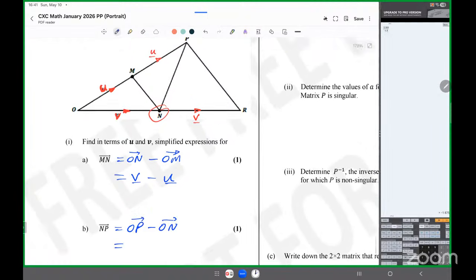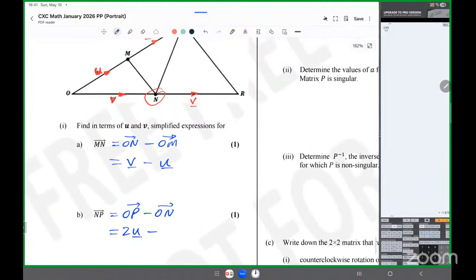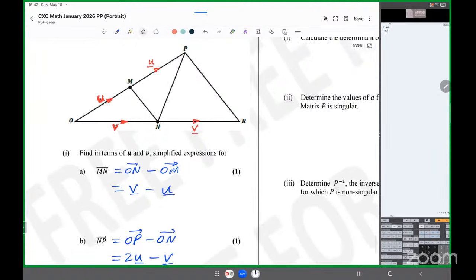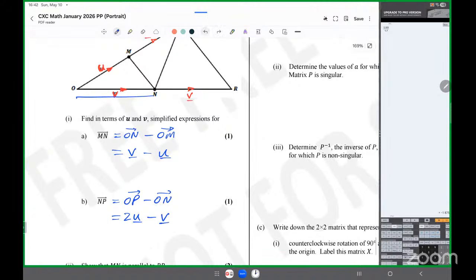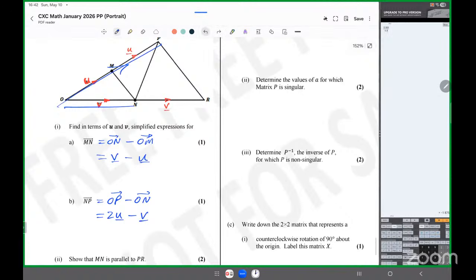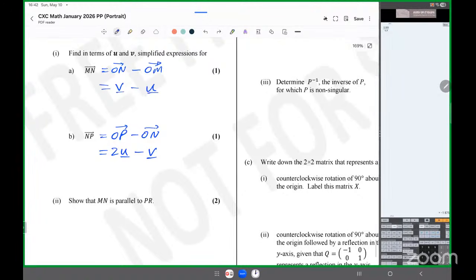The OP is 2u, minus the ON, which is just v. See there, to go from N to P, we go minus v, the minus v there, and then plus 2u, so the plus 2u there, that is it. All right, then it said, show that MN is parallel to PR. MN and PR. We don't have PR yet. We have MN already, so we need to calculate PR now.